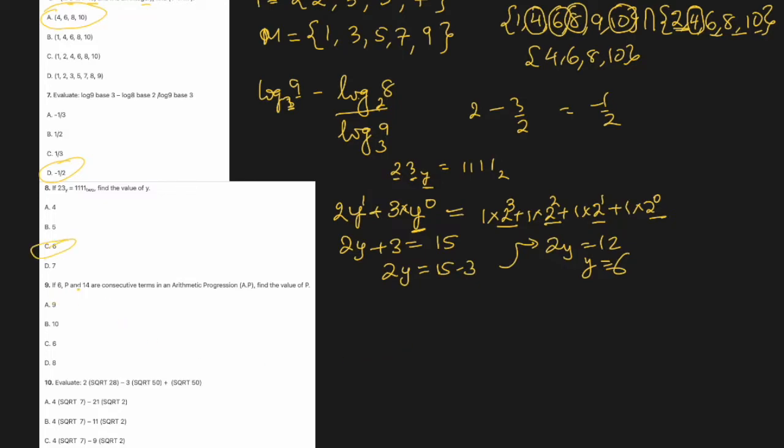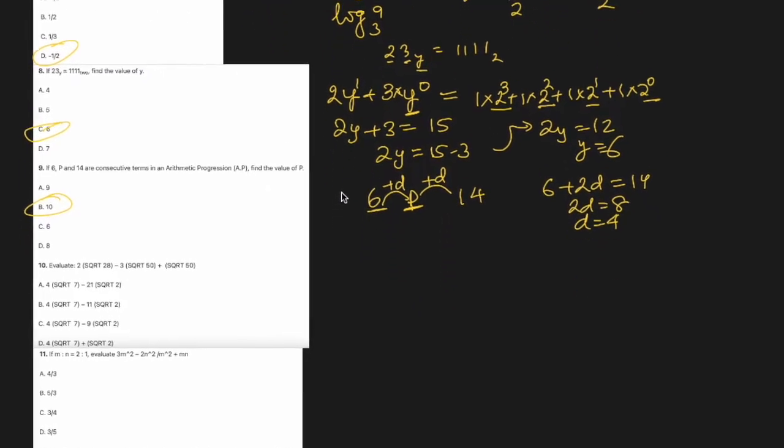Number 9. If 6, p and 14 are consecutive terms in AP, find the value of p. So 6, p and 14. That means 6 plus d will be p, and p plus d will be 14. That means 6 plus 2d is 14. So 2d equal to 14 minus 6, 8, d equal to 4. So p will be 6 plus 4, 10. Okay, let's go to the next one.